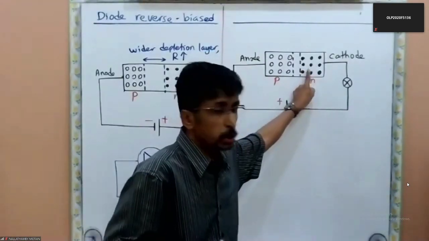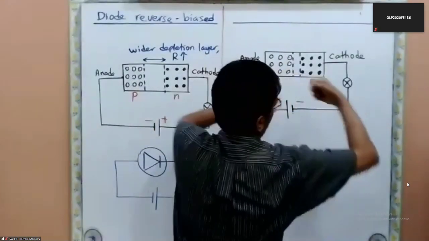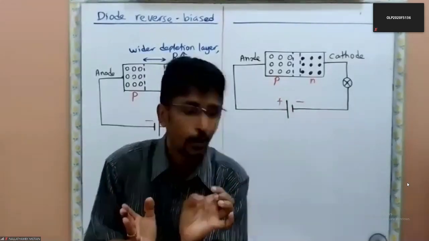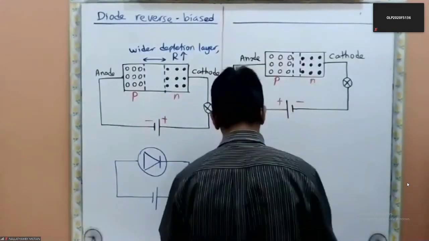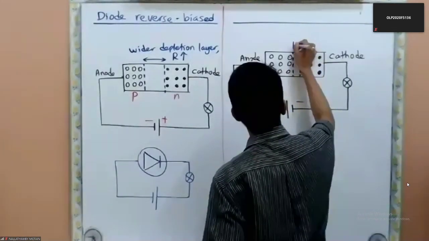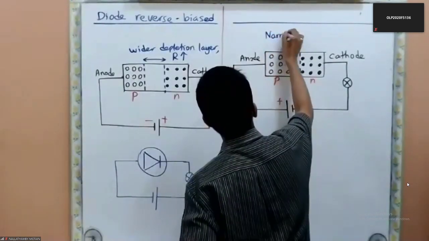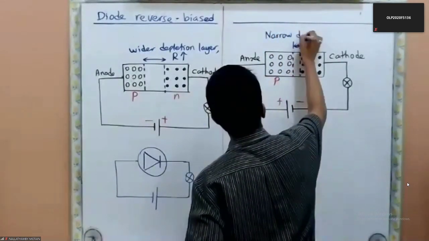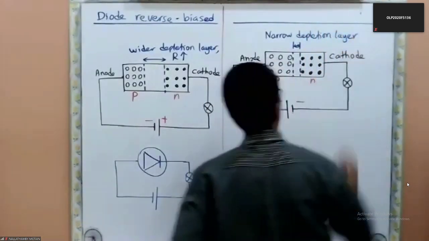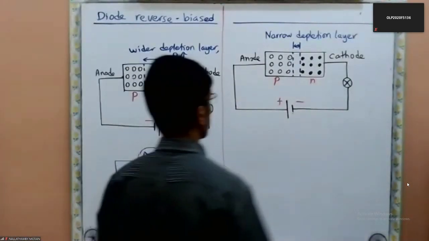So here, when the electrons are being pulled to the left hand side, holes pulled to the right hand side, what happened to the depletion layer? Become what? Become narrow. Yeah? So the depletion layer becomes narrow, or thin. Thin also can. Narrow, or depletion layer becomes narrow or thin.